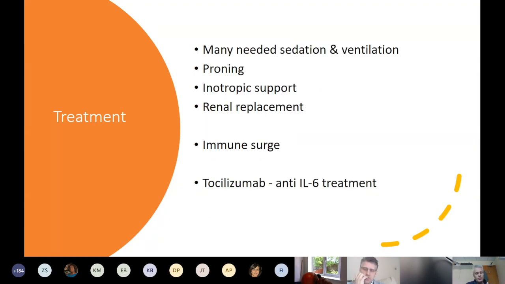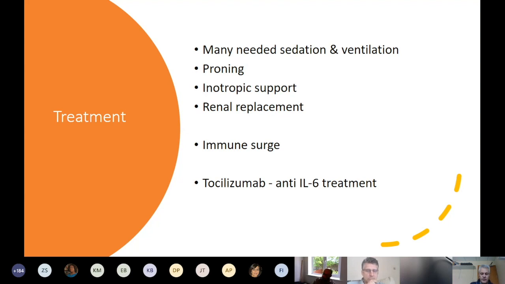Many of the patients unfortunately got very unwell in hospital and required sedation and formal mechanical ventilation. Many of these patients had to be proned. A significant proportion required inotropic support and then renal replacement therapy. And these are the patients that seem to be having the really bad immune surge.